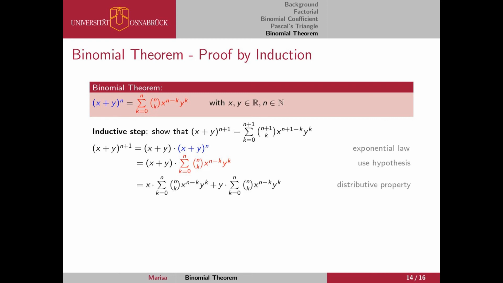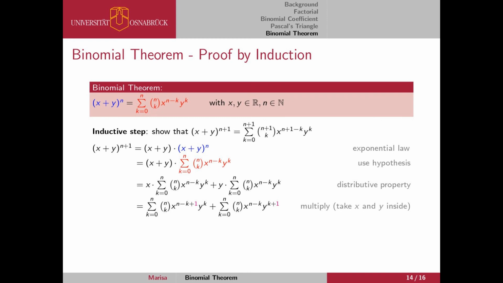What we do next is using the distributive properties and take this apart. So we have x plus y in brackets times this sum, and therefore we can take this apart. So we have x times the sum plus y times the sum.